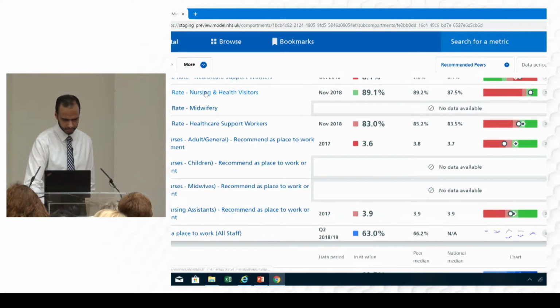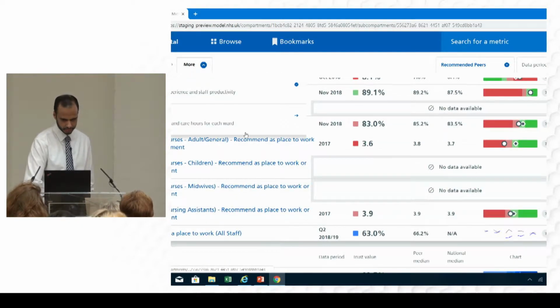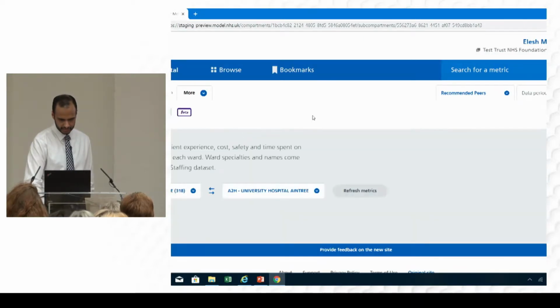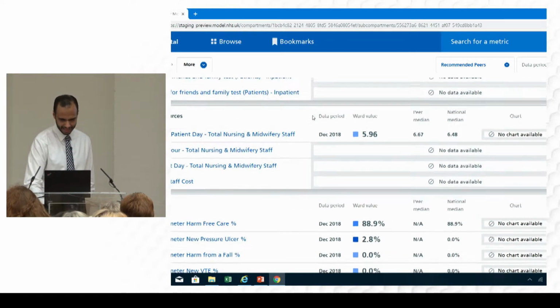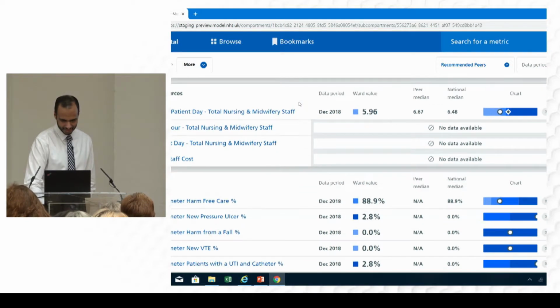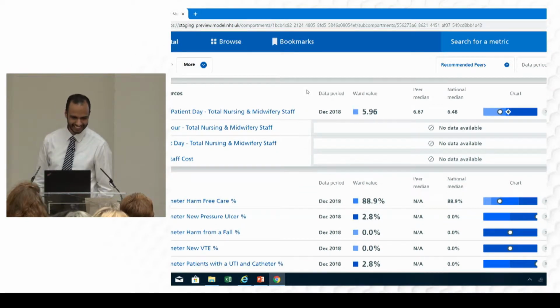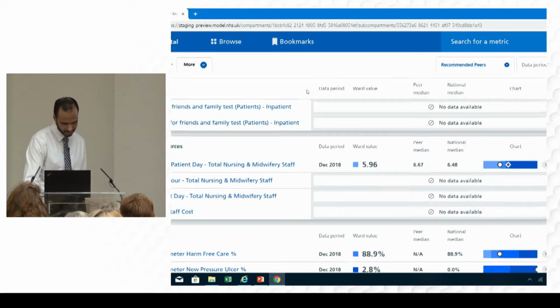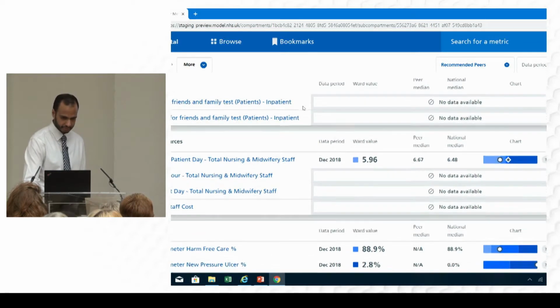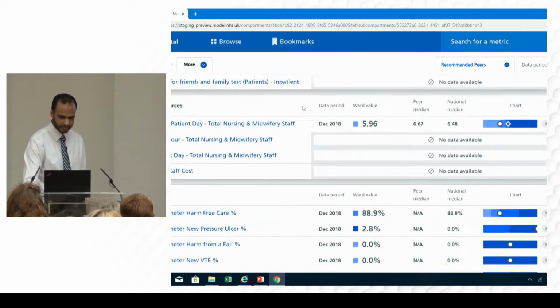So I promised to look at the ward level numbers. So if I jump over quickly, I think we still have the issue where the data has not been anonymized, so I will scroll down very quickly to the area that shows me the care hours per patient day. And there's also, actually if I scroll up very slightly, some stuff for friends and family test and safety thermometer.